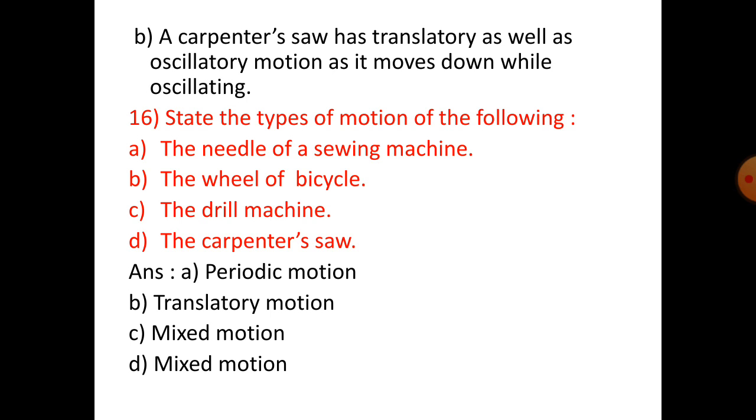Number 16. State the types of motion of the following. The needle of a sewing machine, periodic motion. The wheel of bicycle, translatory motion. The drill machine, mixed motion. The carpenter's saw, mixed motion.